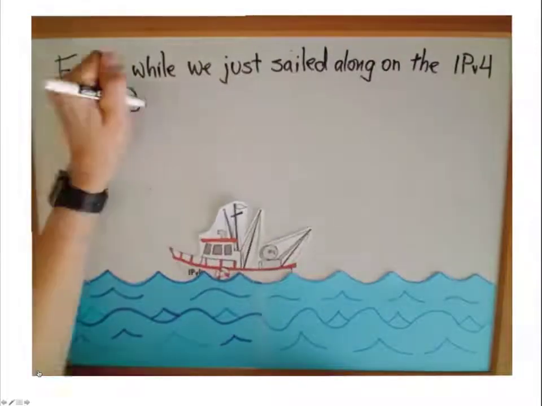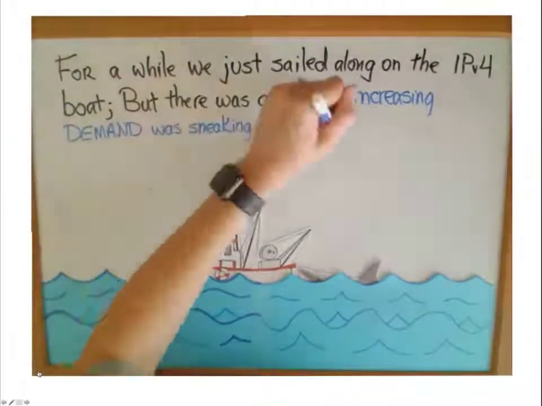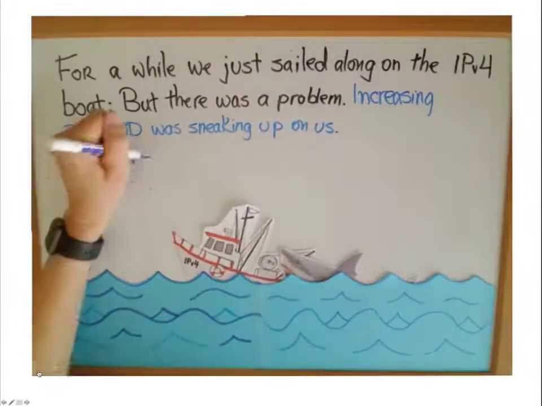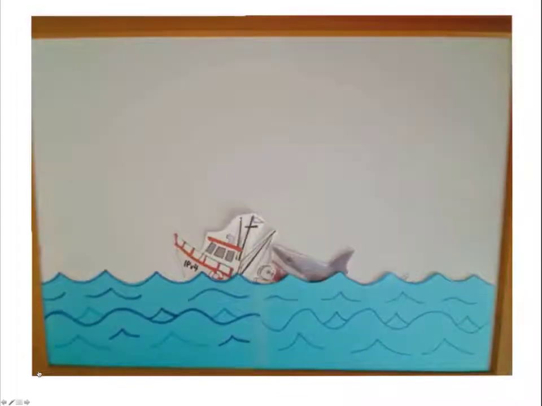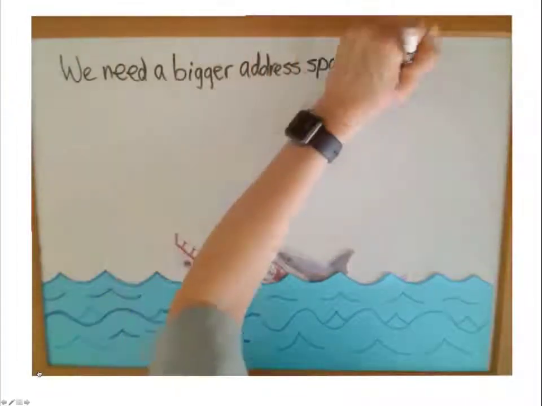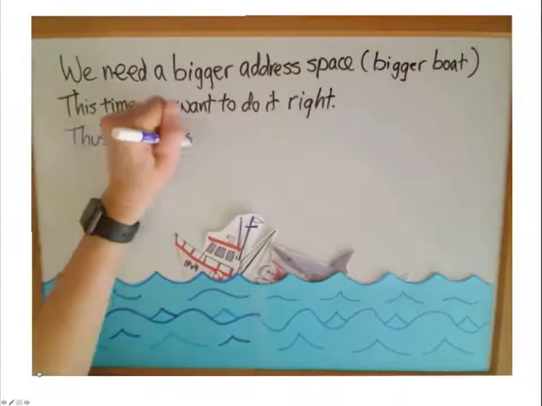For a while we just sailed along on the IPv4 boat, but there was a problem. Increasing demand was sneaking up on us. Now IPv4 is sinking, and we're going to need a bigger boat. We need a bigger address space, that is, a bigger boat. This time we want to do it right.